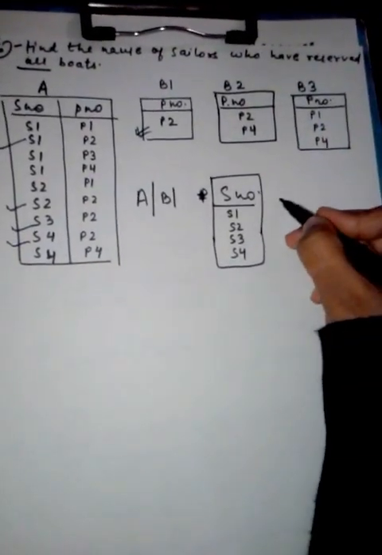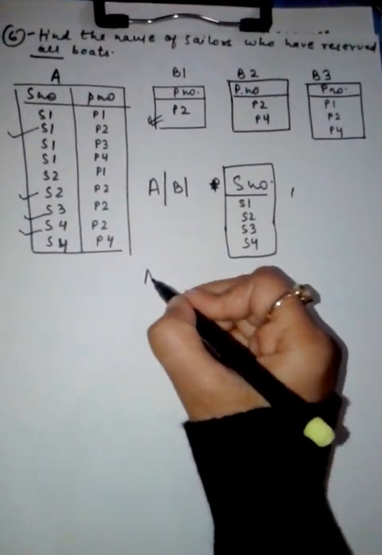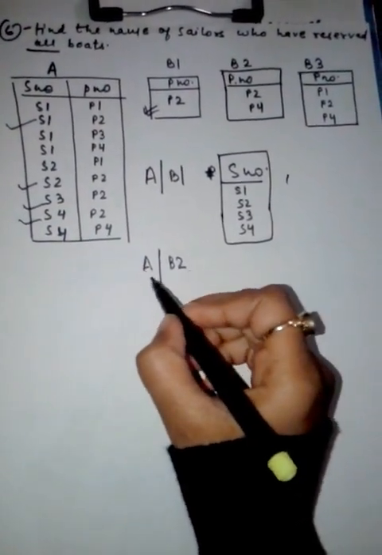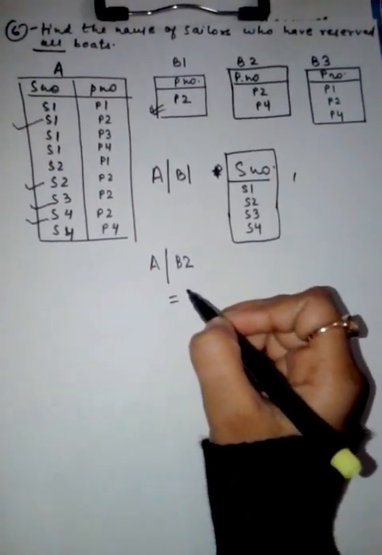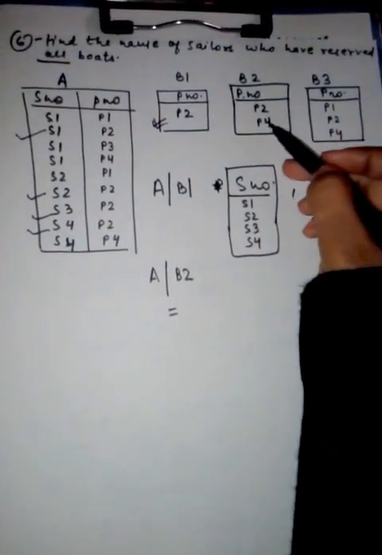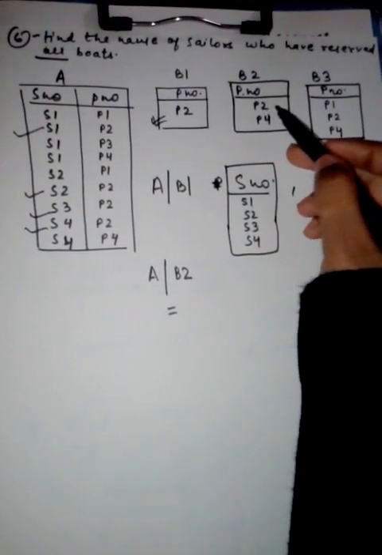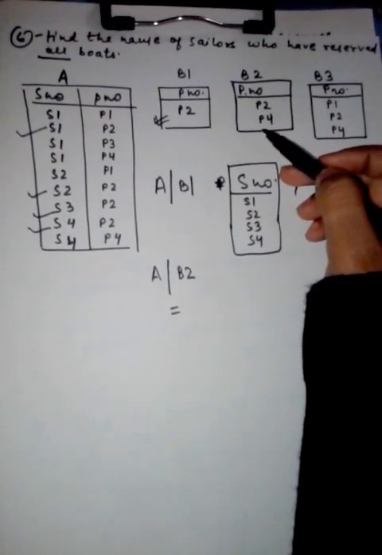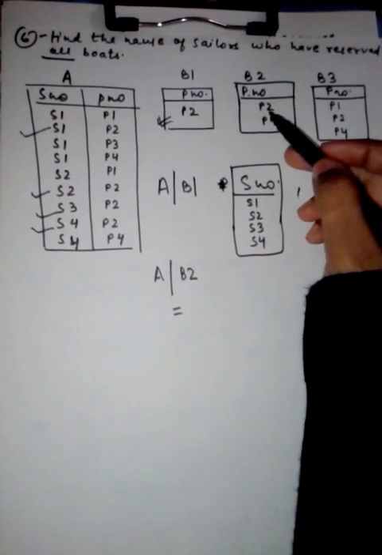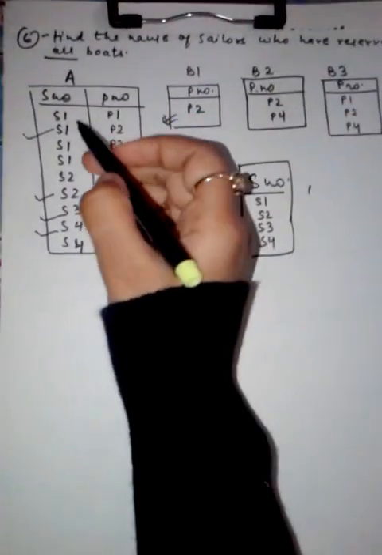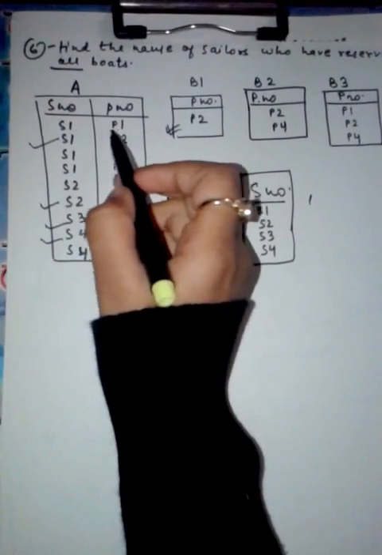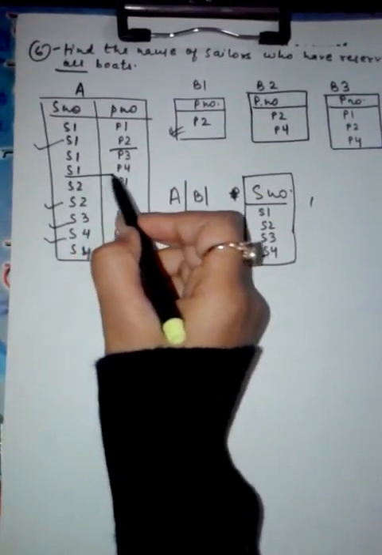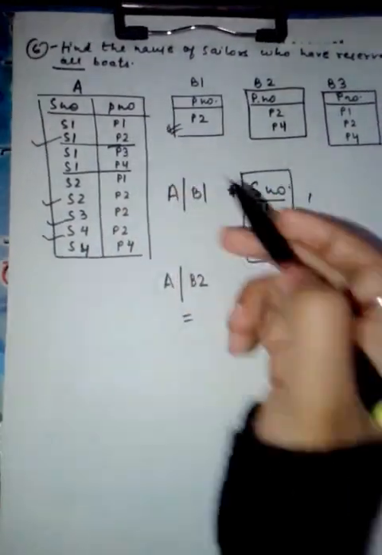Now what if we have to perform A divided by B2? This will show those seller numbers which contain both P2 and P4, not only P2 or P4, but both P2 and P4. So we will find which sellers contain both P2 and P4. Let's check for S1. S1 contains P2 and S1 contains P4 also.